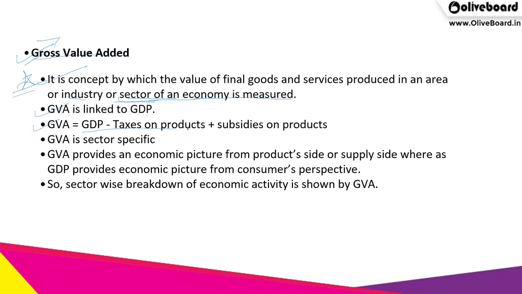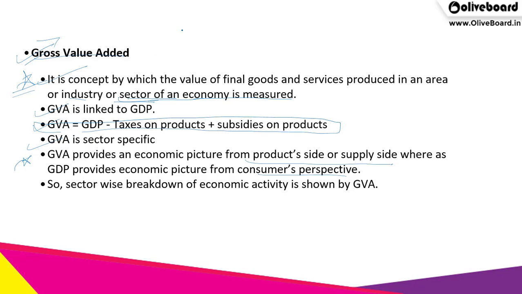GVA is GDP minus taxes on products plus subsidies on products. Now GVA is sector specific, and GVA provides an economic picture from the products side or supply side, whereas GDP provides it from the consumers' perspective. GVA provides the rupee value for the amount of goods and services produced in an economy after deducting the cost of inputs and raw material. GVA gives a picture of economic activity from the producer side, which we have already discussed.